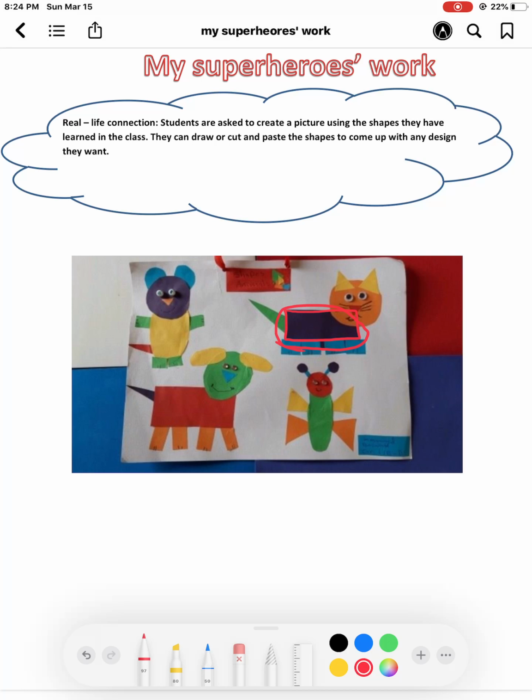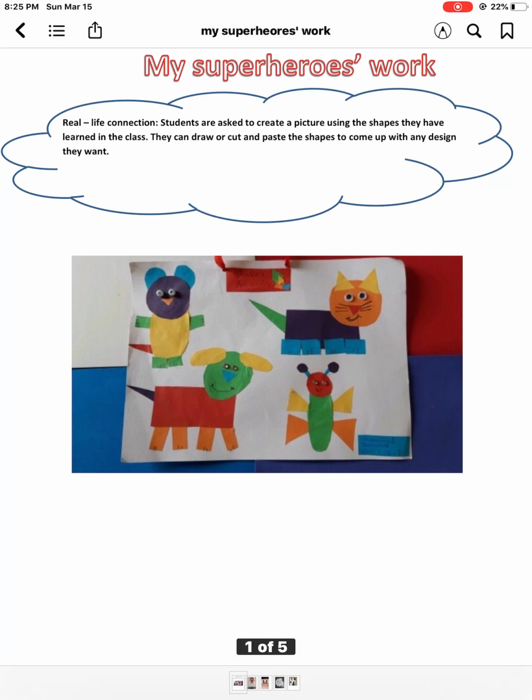Do you remember what is the difference between a rectangle and a square? Excellent! I can hear you saying that a rectangle has two long sides, two short sides, but a square has four equal sides. Excellent! Good job!